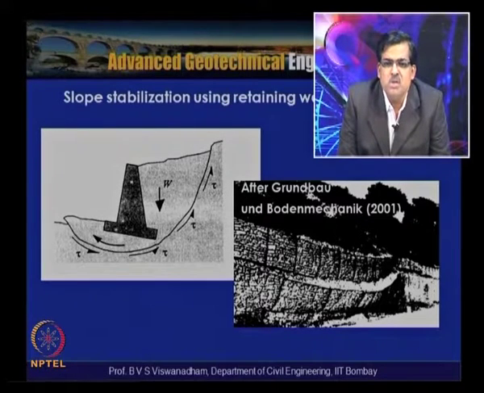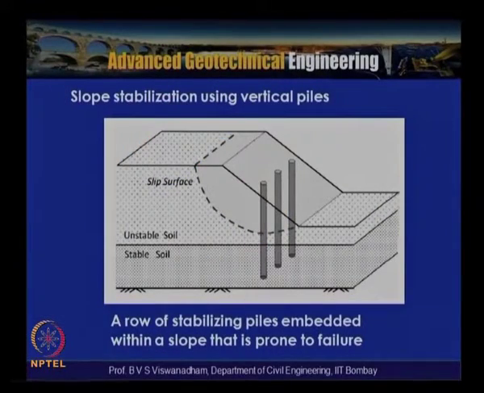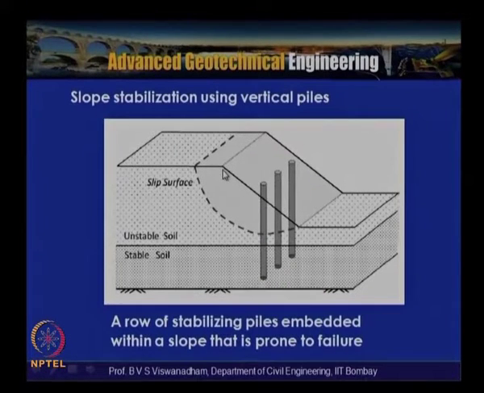So in such a situation, slope stabilization using retaining walls may not be an appropriate solution. In such situations, a popular technique called slope stabilization by using vertical piles is an option, wherein it allows one to transfer the loads to the deeper strata. In this typical cross section, a slope has a certain slope angle, and this is the toe of the slope, and this is the unstable soil, and this is the stable soil, and this is the slip surface or failure surface.